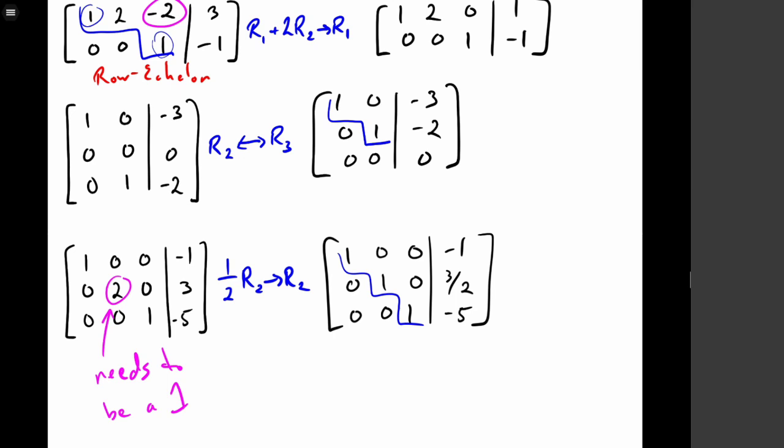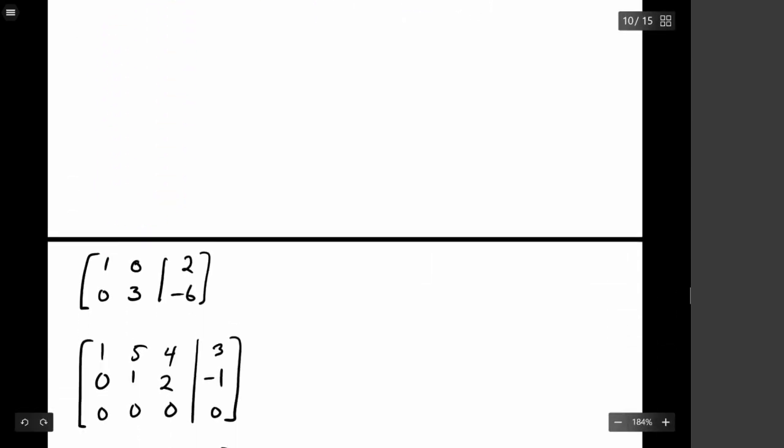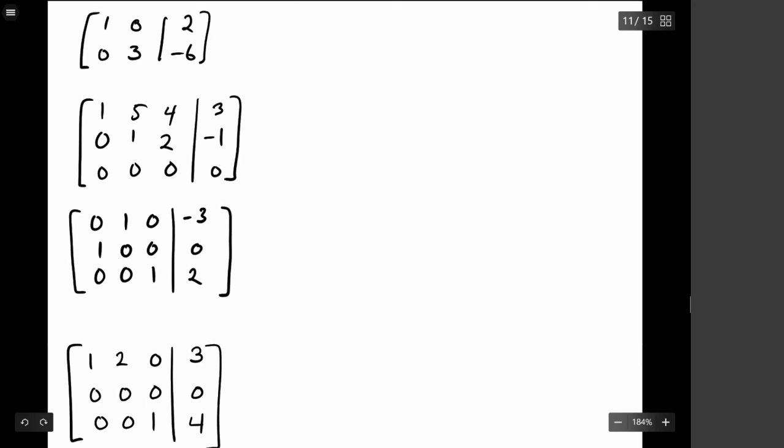All right. I'm gonna leave these to you to think about how you would put them in reduced row echelon form. Right? I want you to think about that. But let's talk about whether these are in row echelon form. This one isn't because of the 3.